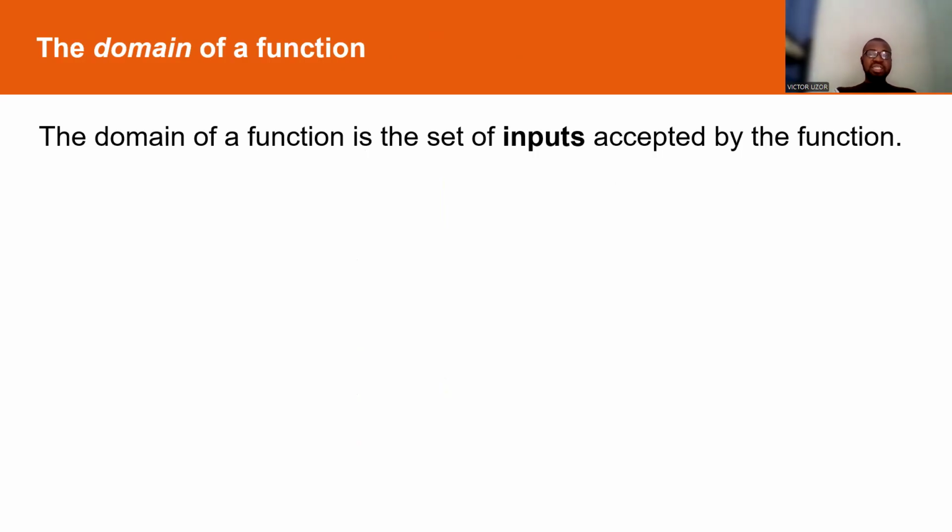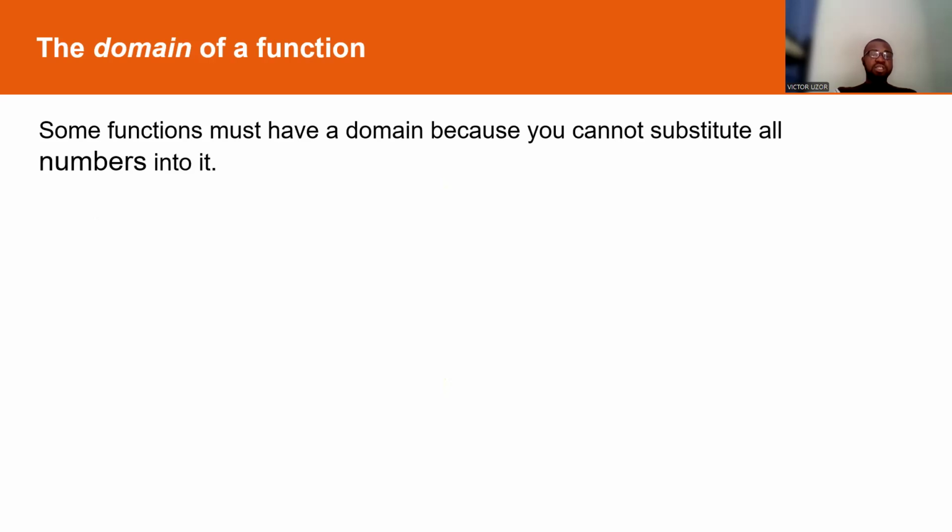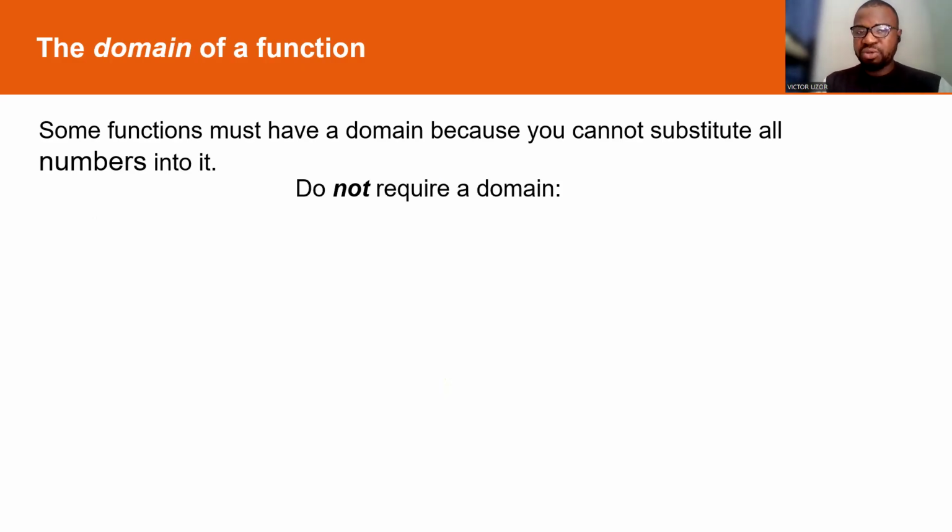Now, like I said in the last video, I talked about what the domain is. I said that the domain of the function is the input, which is also the x. Some functions must have a domain because you cannot substitute all numbers into them. Yes, they must have a domain, must have a range, like how far you are ready to go or in a particular number. But not all of them require a domain if you want the numbers to continue, depending on the graph or what you are given.